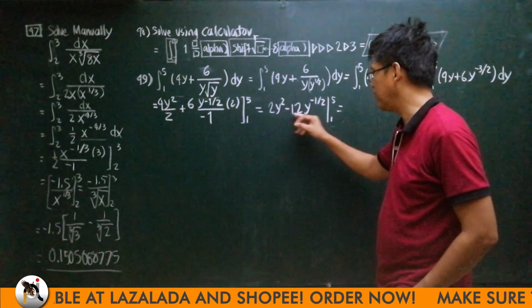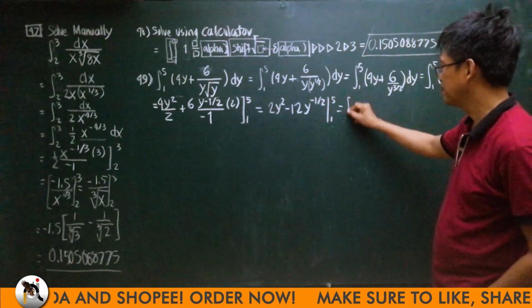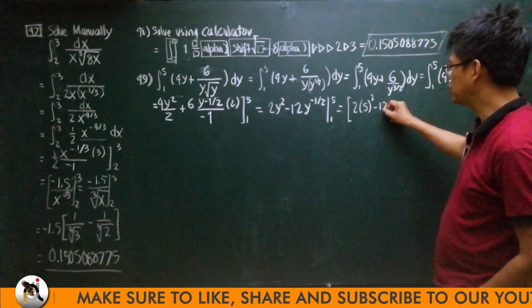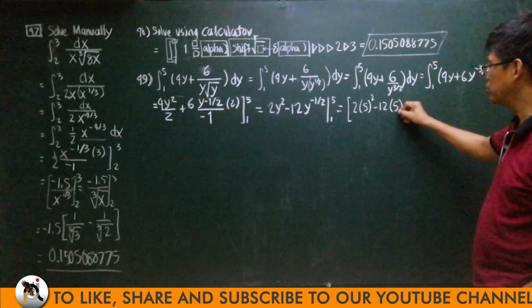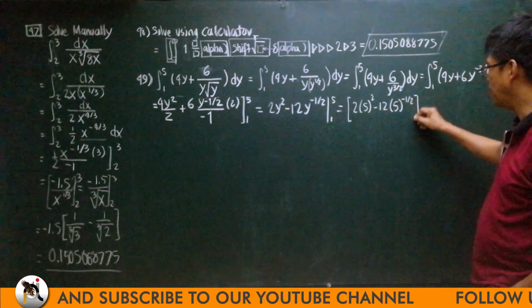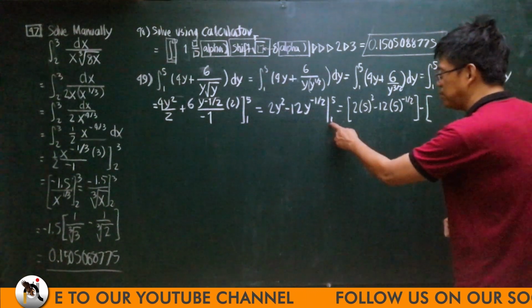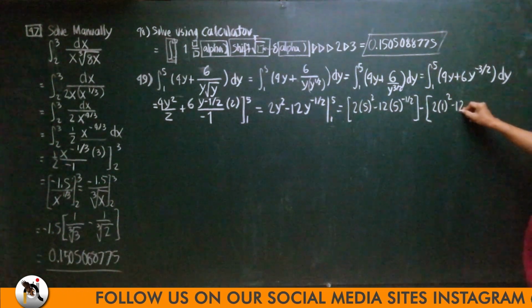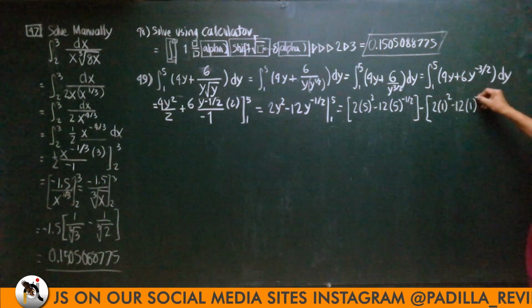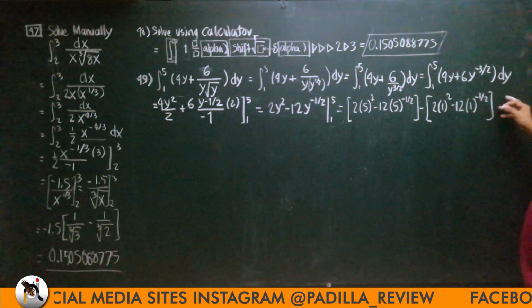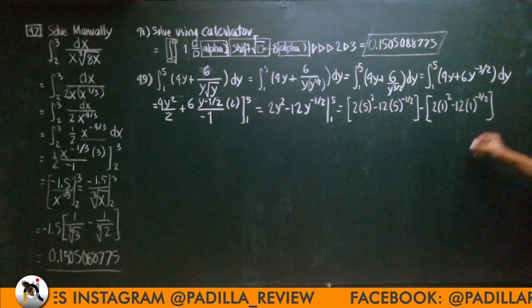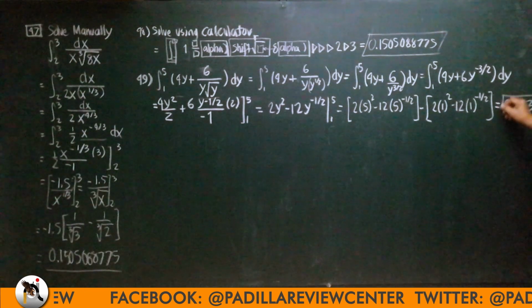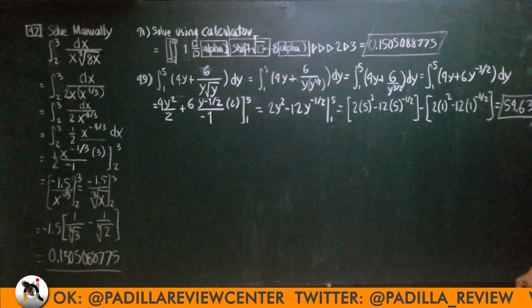We substitute 5 for y. We have 2 times 5 squared minus 12 times 5 to the minus 1/2, minus, we substitute the lower limit 1. So, you have 2 times 1 squared minus 12 times 1 to the minus 1/2. You calculate this and you'll get 54.63. Do you follow? Okay.